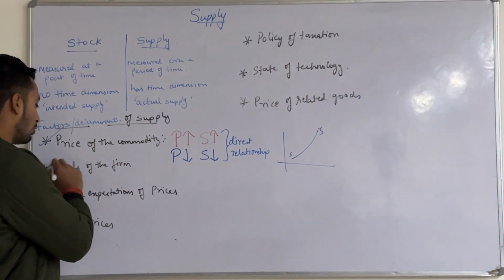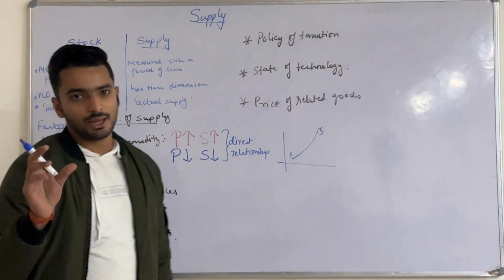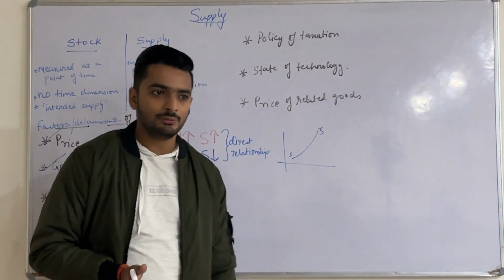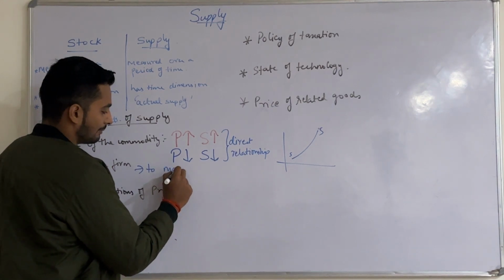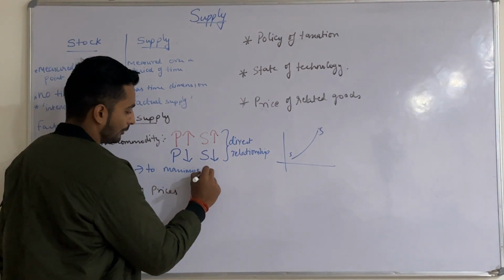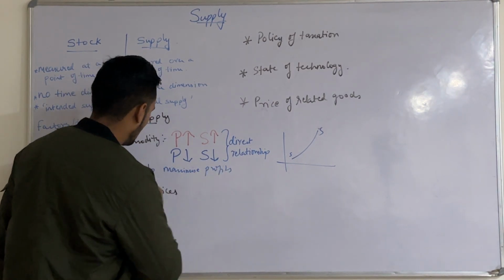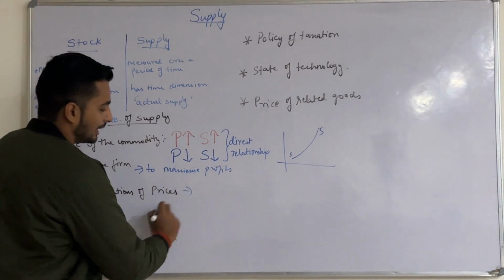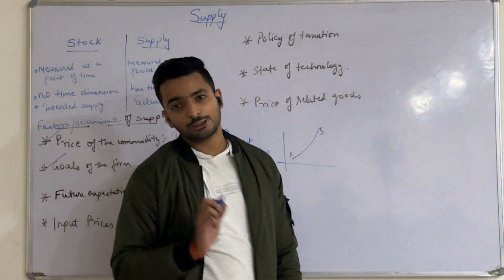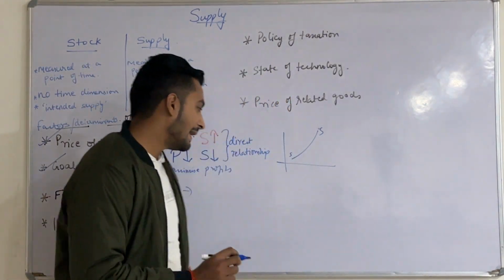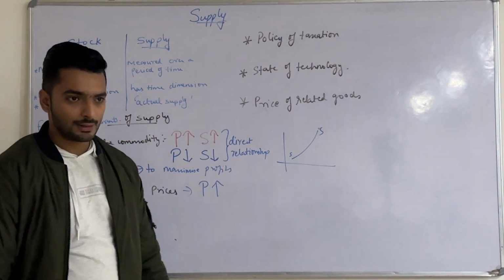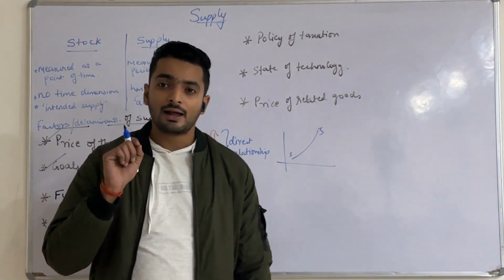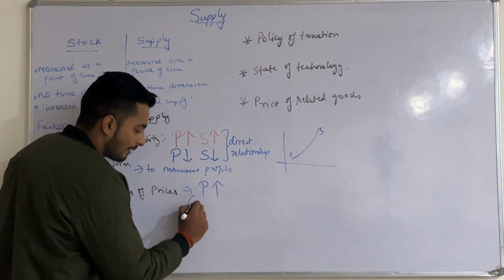So price of the commodity: price increases, supply increases. Then next point is your goals of the firm. What is the main goal of the seller or firm? To maximize profit. Okay. Then you have future expectation of prices. Future expectation of prices means that if a seller is expecting a rise in price in future, this is future price.